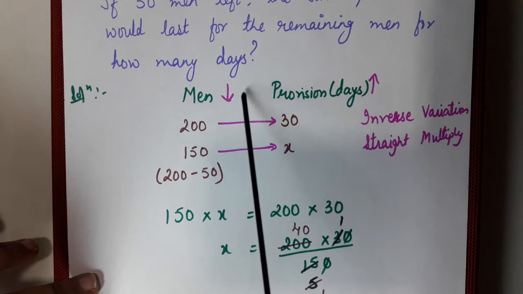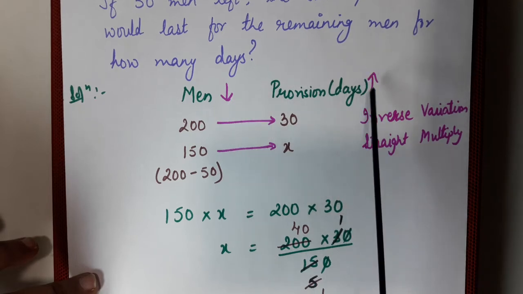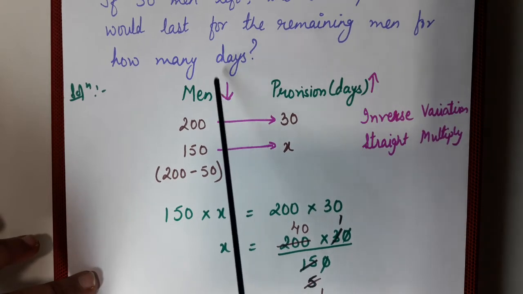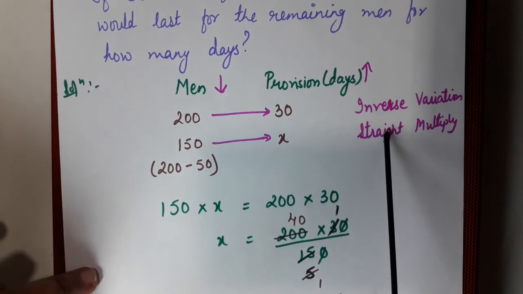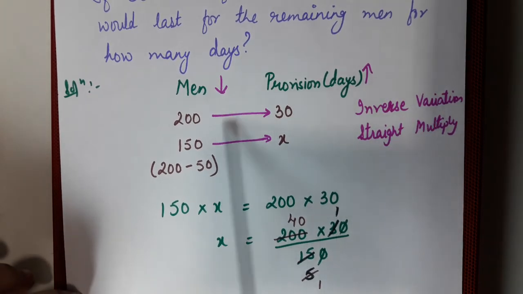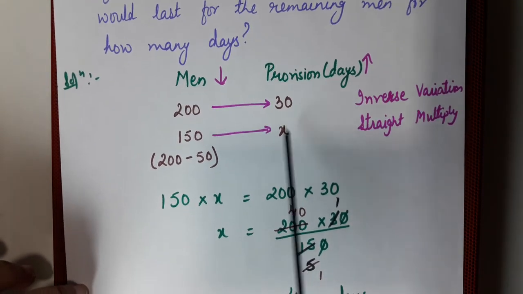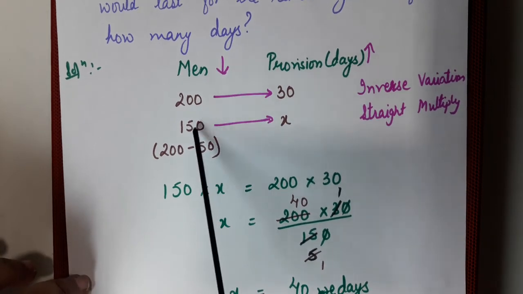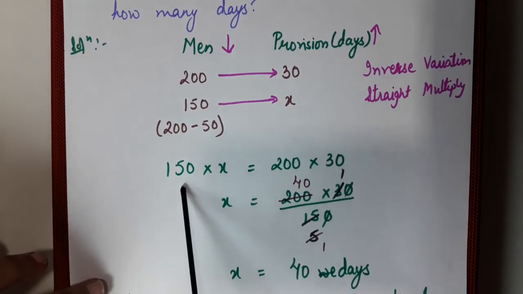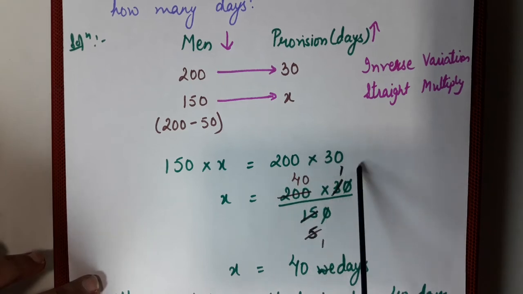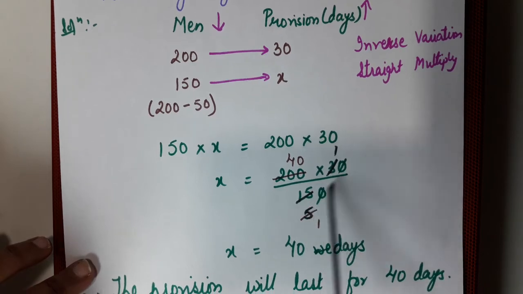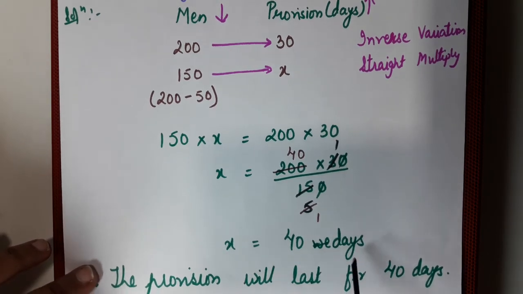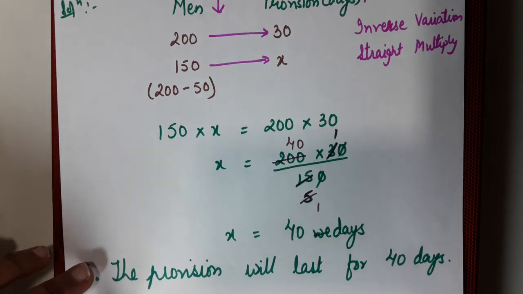Now the number of men has decreased, so the provision will last longer. That means the provision will increase. So a decrease in one causes an increase in the other, which means it is an inverse variation. In inverse variation, we do straight multiplication. Now 200 will be multiplied by 30 and 150 will be multiplied by x. So 150 into x equals 200 into 30. 150 is in multiplication, so it will go to the other side and become division. Reduce it, and you get the answer as 40 days. So the provision will last for 40 days.